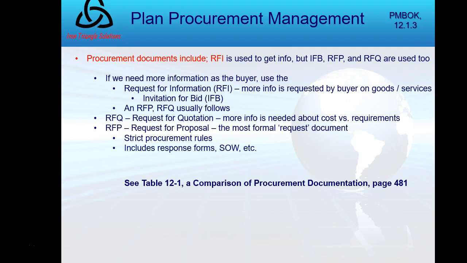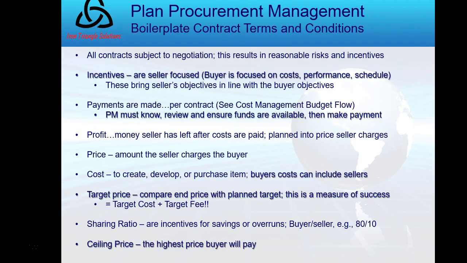And so table 12-1 of the PMBOK guide, page 481, if you jump there, gives you a good comparison of procurement documentation needed. I recommend that for review. Okay. Now, before I move on, as you're establishing this contract, as you're establishing your procurement management plan, as you're forming this relationship with the procurement manager, you want to know general procurement terms.